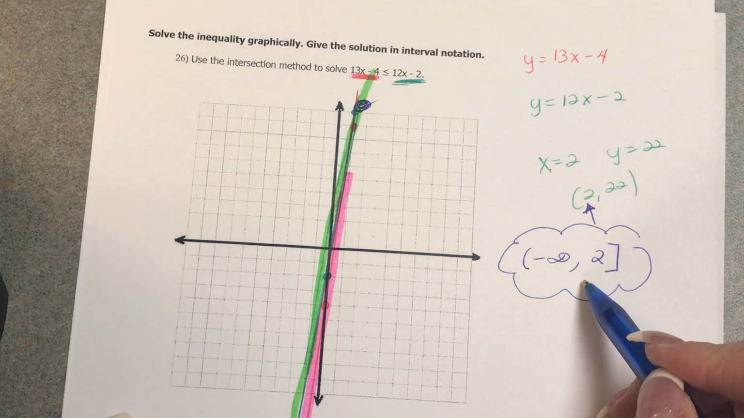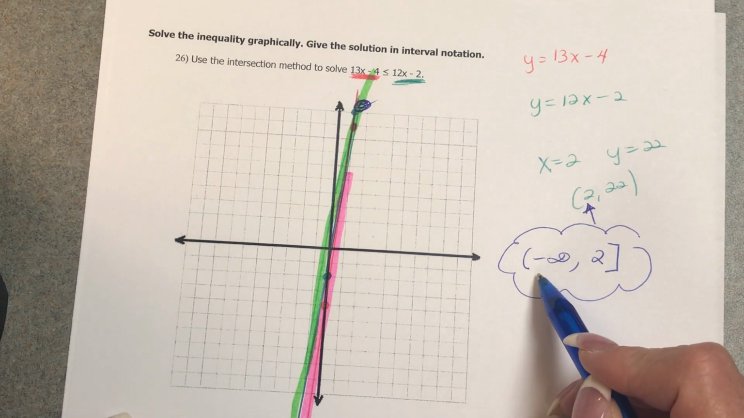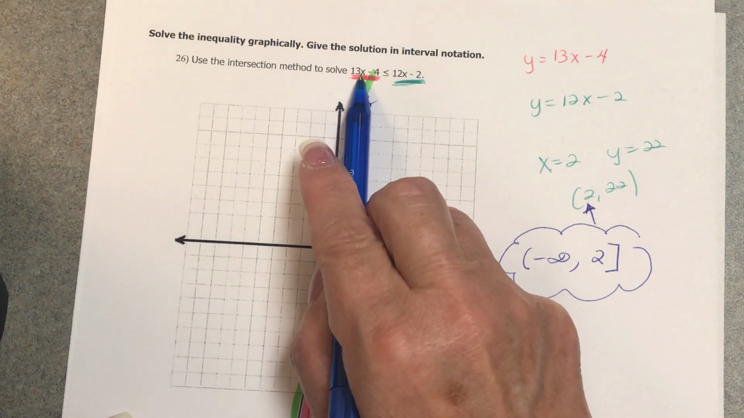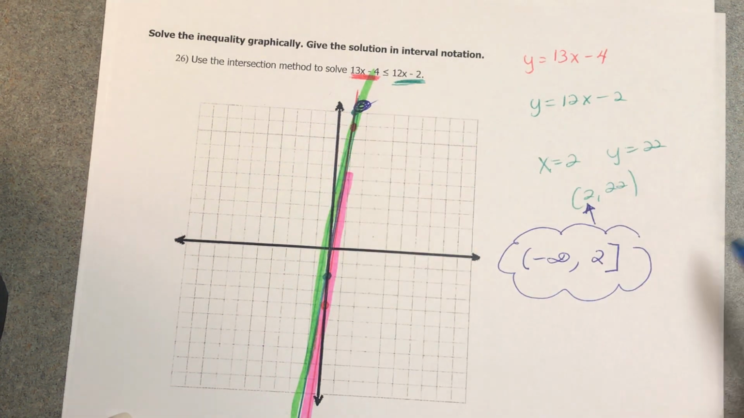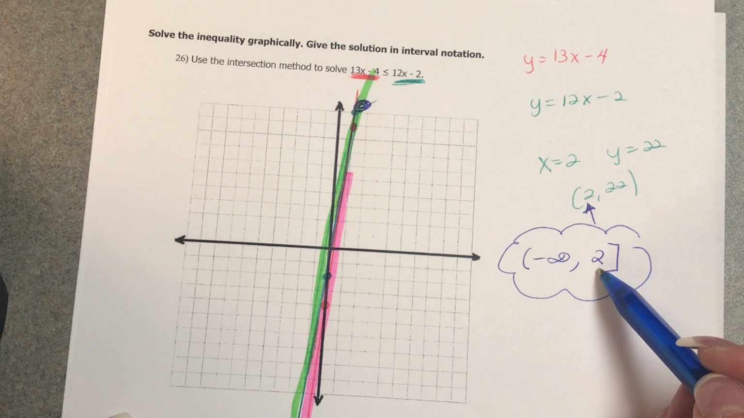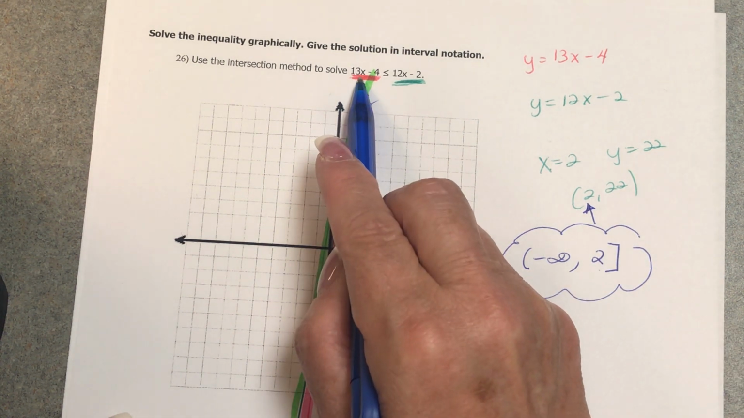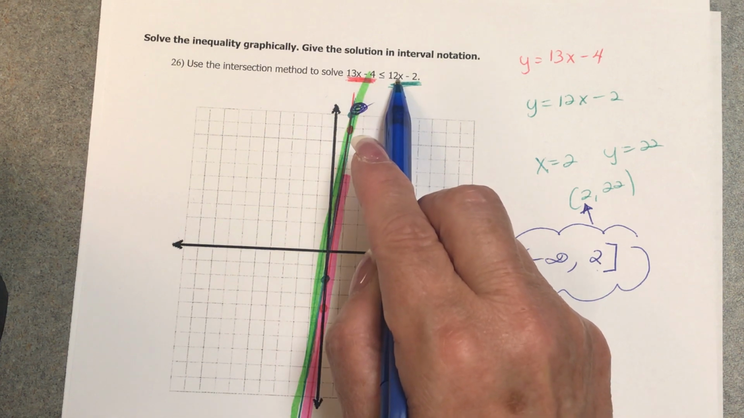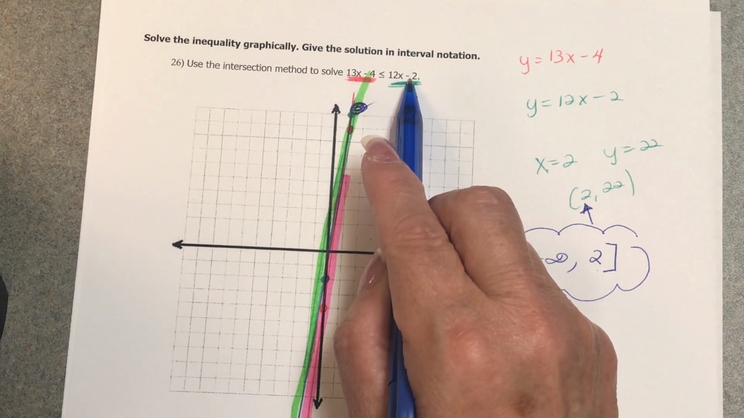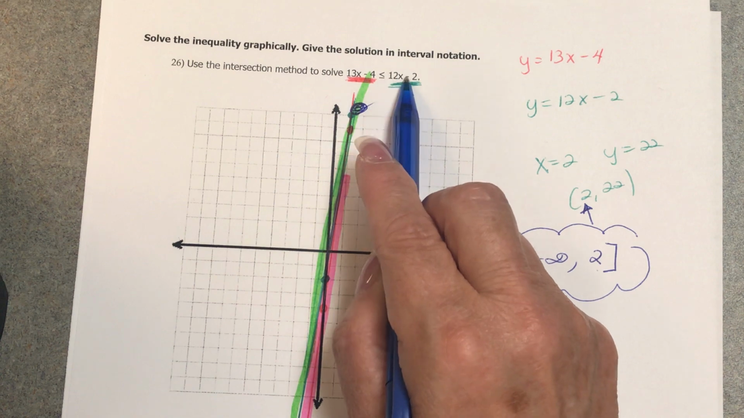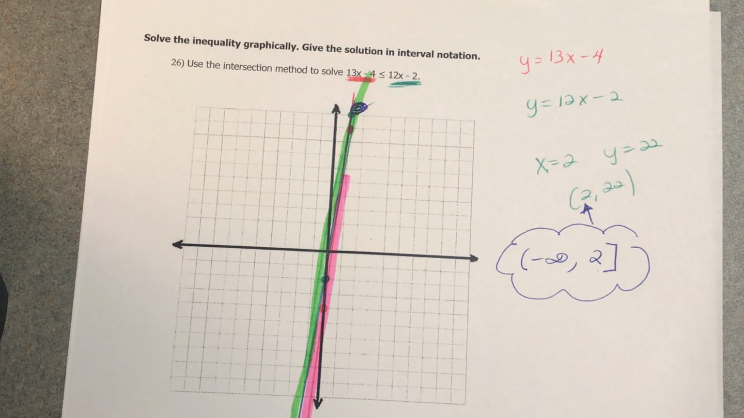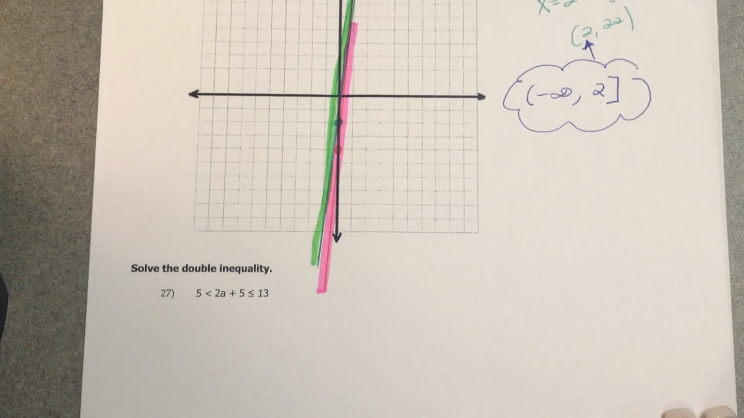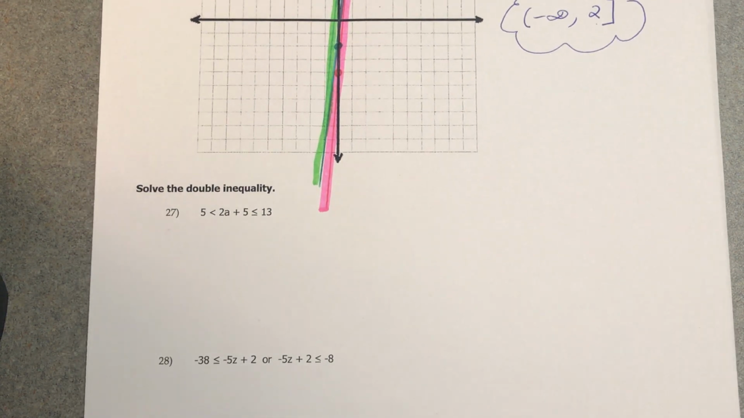Every x coordinate that is between negative infinity and 2 will give you, when you plug it in here, something that is less than that. Like pick, I don't know, how about 0? If I plug 0 in here, I get -4, and if I plug 0 in here, I get -2, and -4 is less than -2. So I picked a number and it checked. Okay, all that graphing did not work too well on that paper. All right.